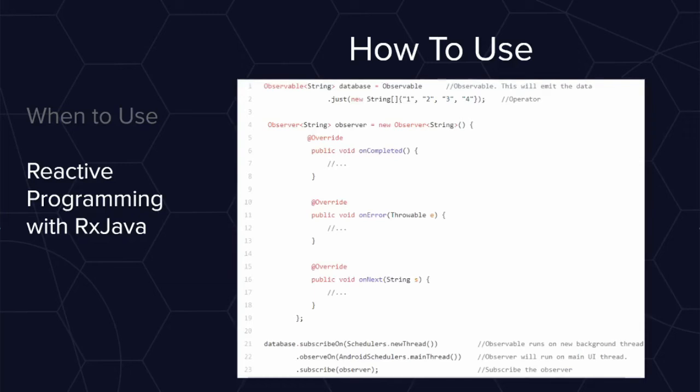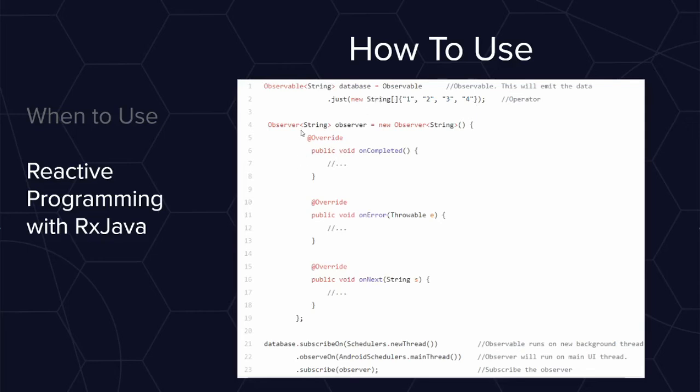Here is an example of a code snippet where you can see the three key components of RxJava mentioned before. The first key component is creating an observable that emits data. Here, the database variable is an observable, which emits the data. Just is an operator which basically emits the data provided in the argument one by one, which is a string in this case.